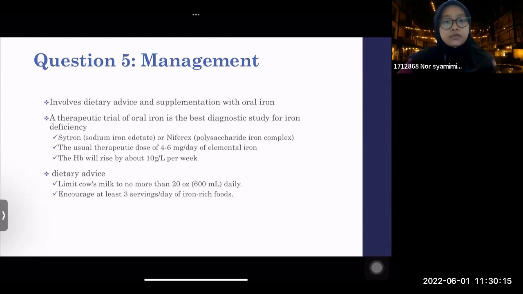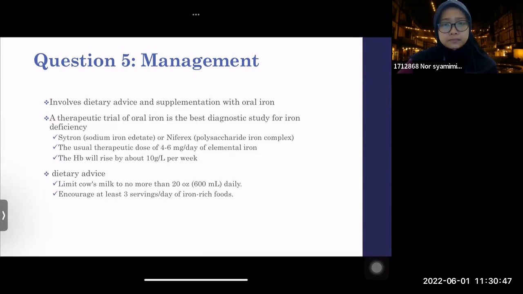And also we need to advise patients that when they take this oral iron, they should take it maybe with orange juice to increase absorption, and take the oral iron in between meals or when the stomach is empty, and avoid taking it with dairy products because they interfere with the absorption of iron. And also for the dietary advice, we need to limit cow's milk to not more than 20 ounces or 600 ml daily, and encourage at least 3 servings of iron rich foods in this patient.